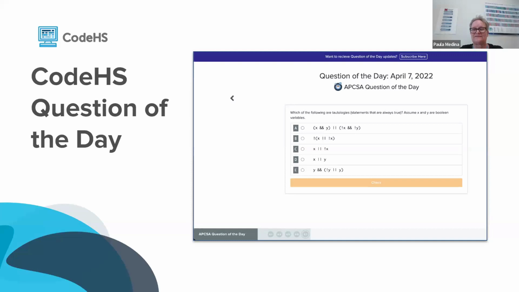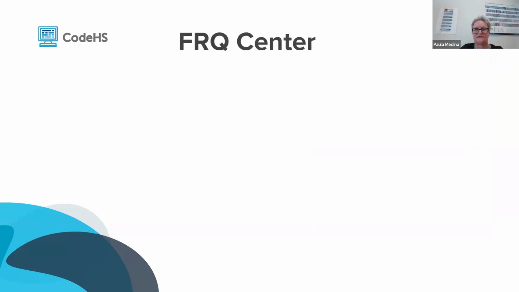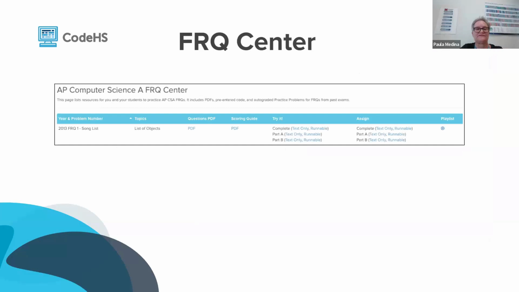But I think this just helps them understand the language of the exam, because this language can be very dense. Most teachers I've spoken with agree that it's overly dense, but unfortunately our students have to practice reading it, dissecting it, and understanding it. So I love the question of the day. I have my principal's class doing it as well. And then we're going to talk about the FRQ Center.